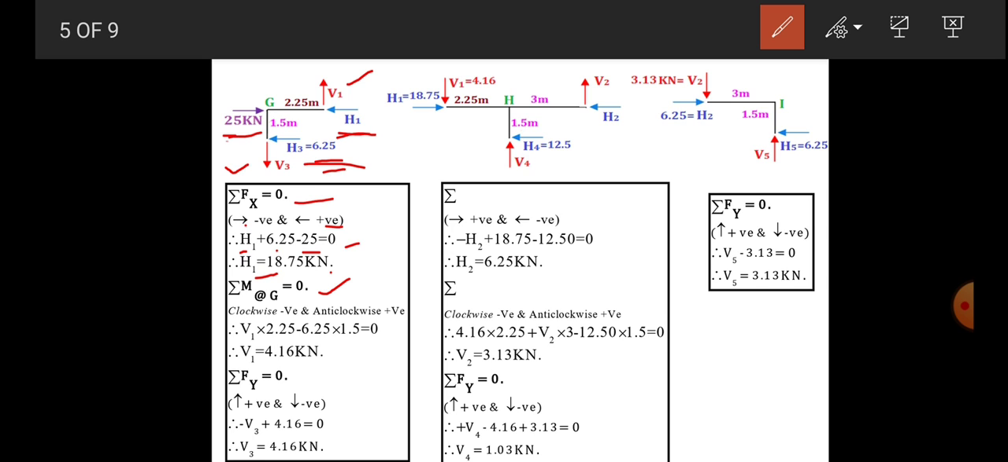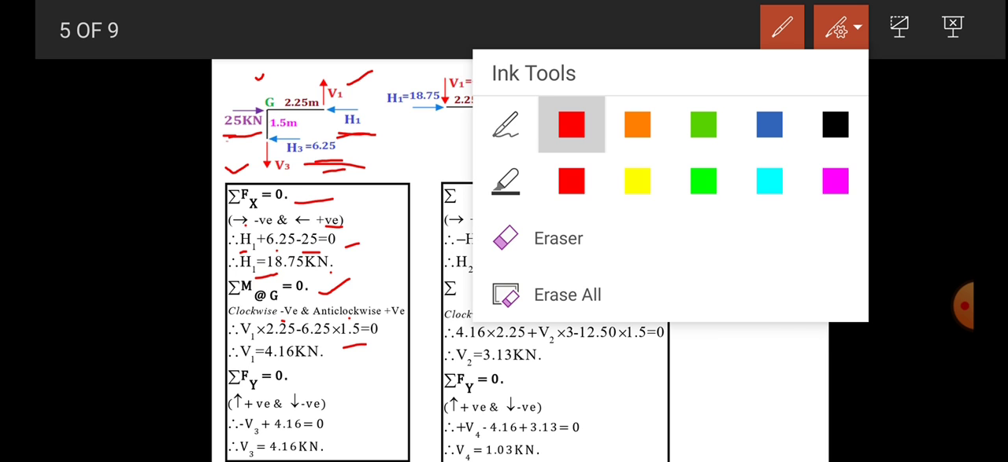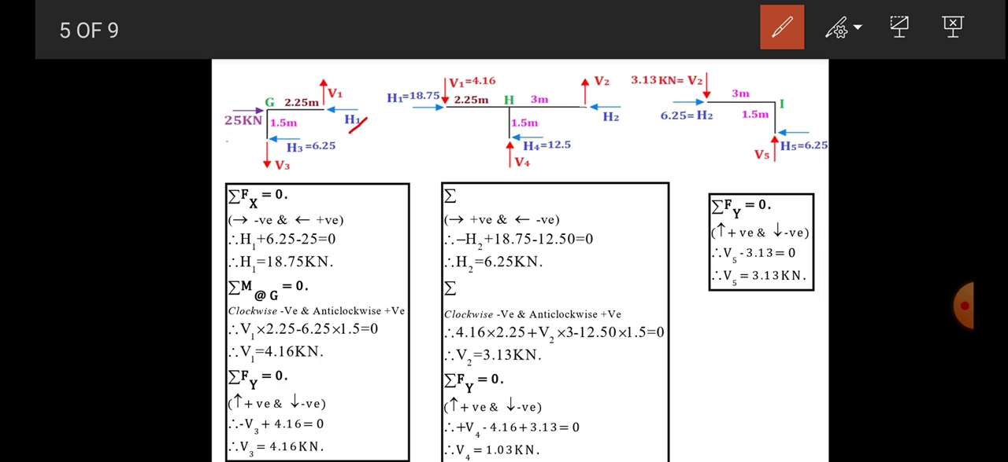Then take moment about G. Take clockwise as minus and anti-clockwise as positive. So when we take moment about G, the axial forces, that means H1, V3, and the 25 kilonewton, are passing through G, so their moment will be 0. Only the moment of V1 and the moment of H3 we have to consider.